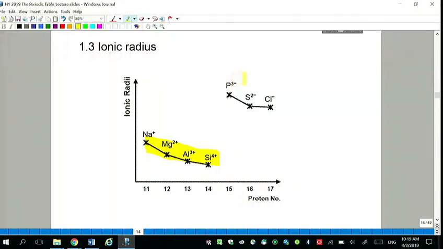P3-, S2-, Cl- are also in the same isoelectronic series, meaning they have the same number of electrons, a total of 18 electrons. So within the same isoelectronic series, you can see that the ionic radius decreases. The other trend, very obvious, is that your anion will have a larger ionic radius than your cation. Anything else that you can observe from this sketch?